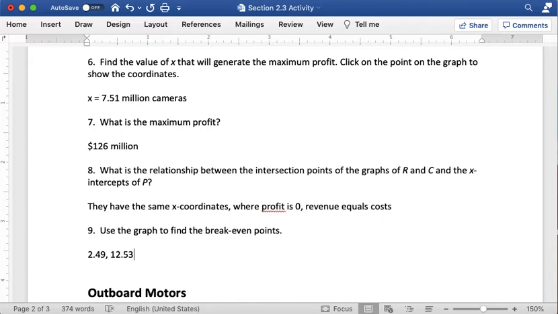12.53. So on the homework, you're going to see a problem that's going to have some similar types of questions. You're going to want to make a graph on Desmos in order to find the points. So make a graph on Desmos, and then you can easily find the maximum profit, maximum revenue, and the break-even points.